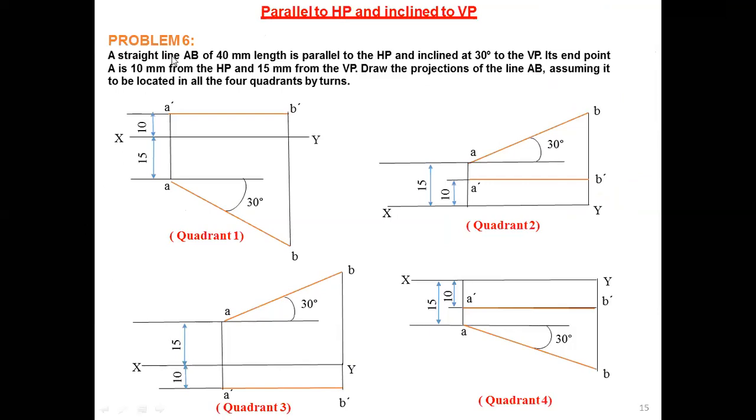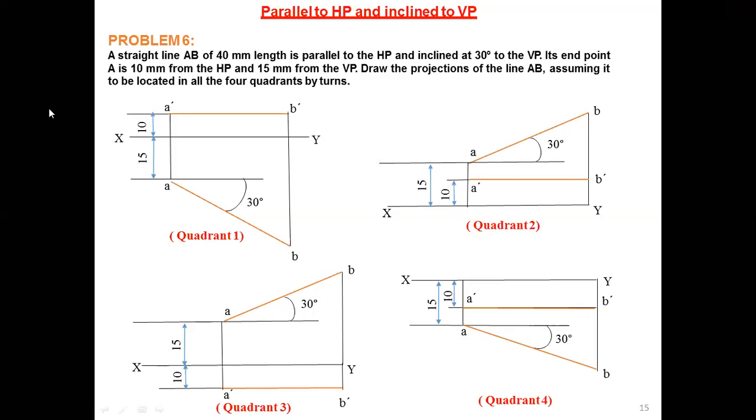Straight line AB 40 mm length is parallel to HP and inclined at 30 degrees to VP. Its end point A is 10 mm from HP and 15 mm from VP. From HP means that we can see in VP. From VP means that we can see in HP, right?